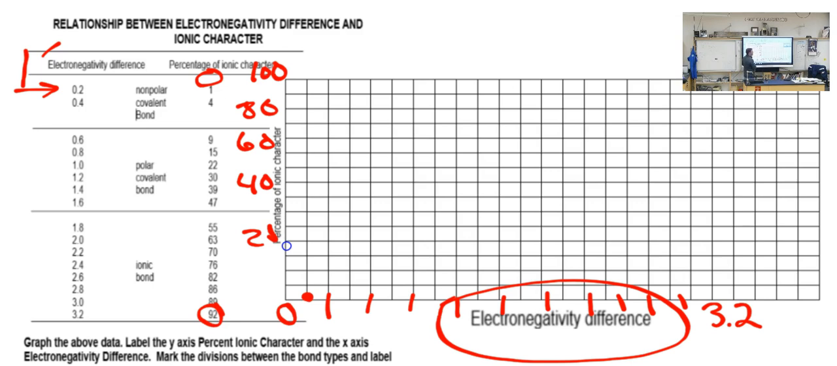And the percent ionic character is 1. So that would just be right about right there. And then you go down 0.4 and it's 4. And then 0.6 and it's 9. Okay, and it's not linear, I promise. It just kind of looks linear.